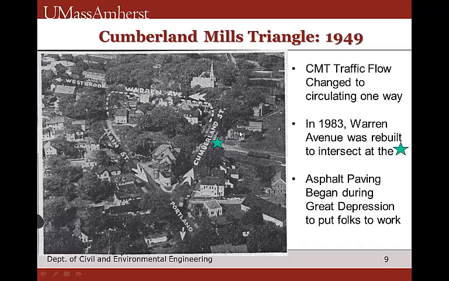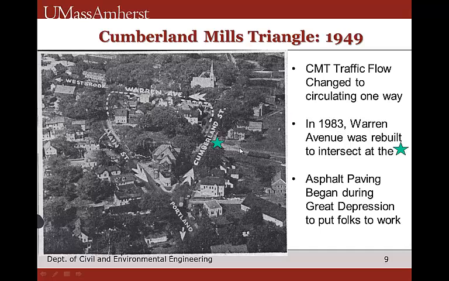So let's just take a little bit of a historical trend here. The Cumberland Mills Triangle back in 1949, this is the triangle itself, and what you're noticing is this is where traffic began to flow one way. Okay, so in 1949, engineers changed the direction of flow to one way. Okay, you can see these arrows right here. Before that you could travel in both directions on each link. Now it's one way, and these are the arrows.